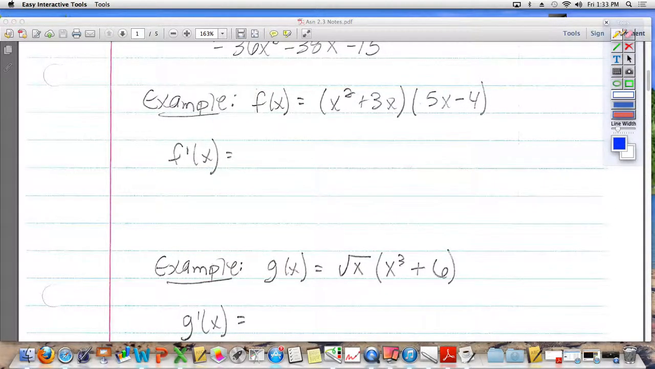It equals x squared plus 3x times 5x minus 4. So, according to the product rule, you need to take this first function, called f of x. Can I wait just a second, so we can write the problem? And this is g of x.